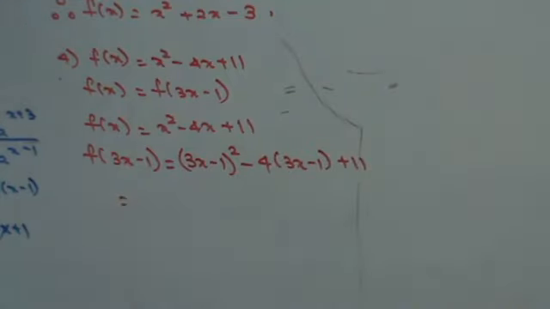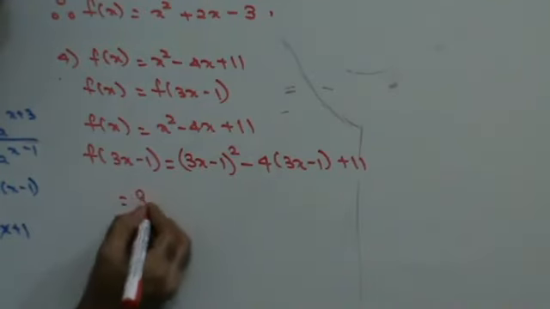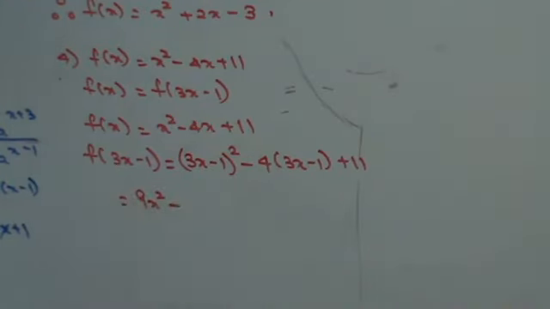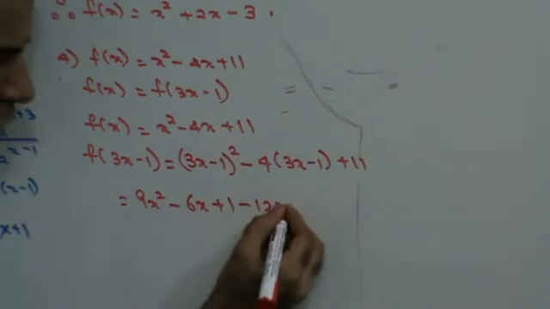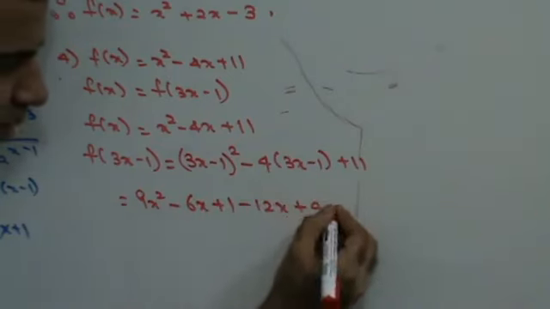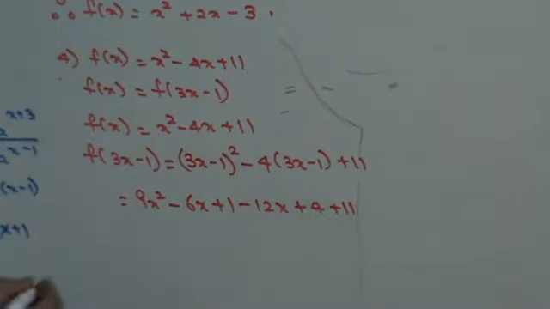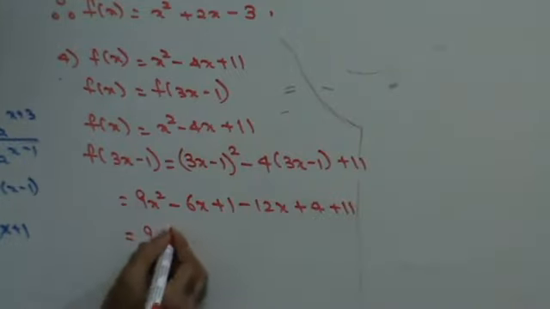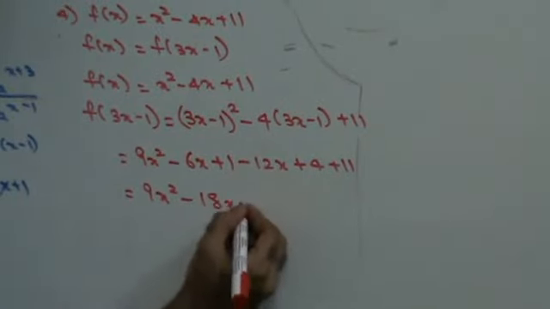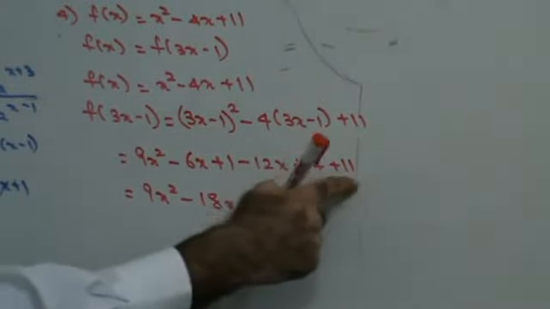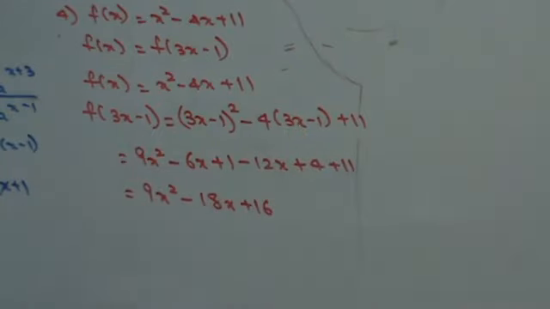Now this is in the form a minus b the whole square. So this will be a square minus 2ab plus b square, minus 12x, minus into minus plus 4, plus 11. So this is going to be 9x square minus 18x plus 16. 11 plus 4 is 15, 15 plus 1 is 16.